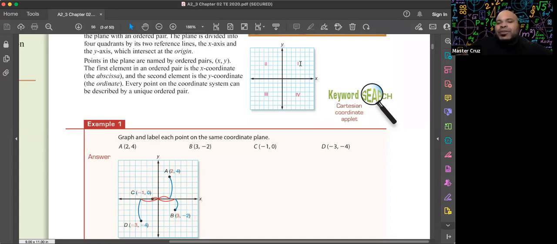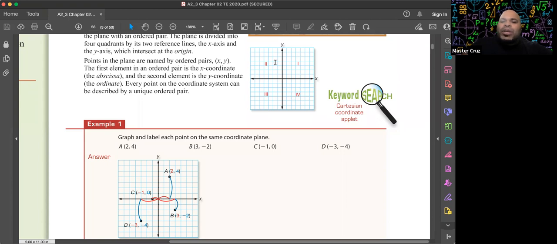Quadrant one, where everything is positive, meaning all x values are positive, all y values are positive. Quadrant two, only y values are positive. Quadrant three, everything is negative, x and y values. And quadrant four, only x values are positive, y values are negative. So these are the quadrants.